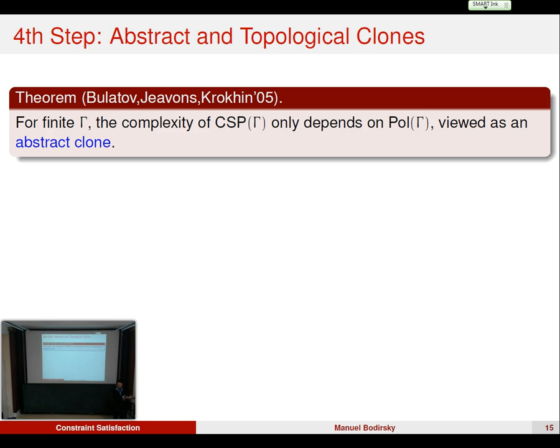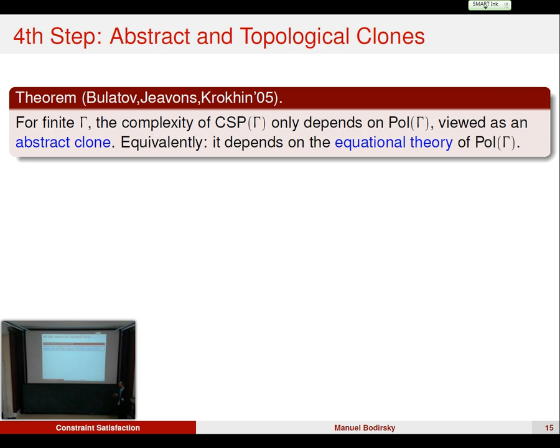Abstract clones relate to polymorphism clones in the same way as groups relate to permutation groups. If you have a permutation group, you can look at the corresponding group. If you have a function clone, you can look at the corresponding abstract clone for it. The way to formalize it is with a multi-sorted algebra, but there are other ways of looking at it. It's basically equivalent to the equational theory of the clone. And the computational complexity only depends on this equational theory of the polymorphism clone.